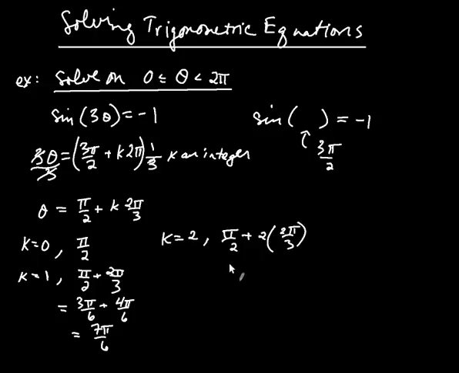And what does this end up being? Well, this is pi over 2 plus, well, 4 pi over 3. And then getting a common denominator, we're looking at 3 pi over 6 plus, well, this is going to be 8 pi over 6. And that brings us to 11 pi over 6.